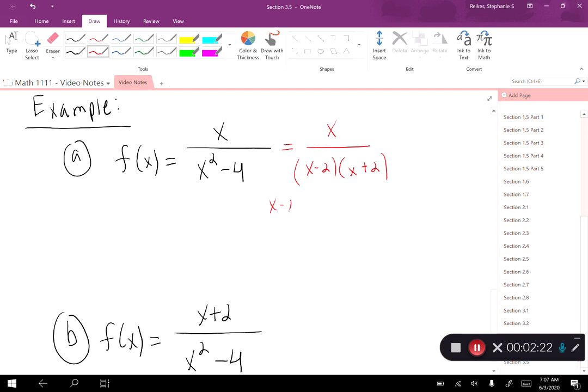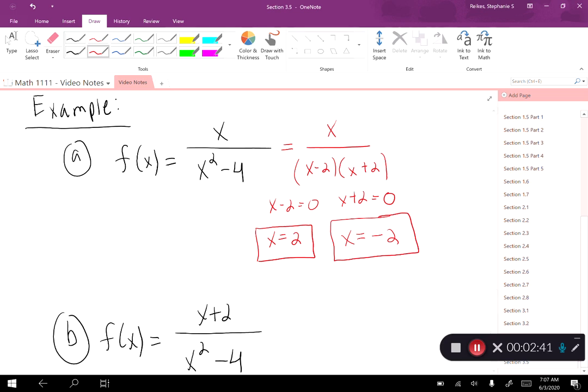So set each expression equal to 0 and solve for x. Adding 2 to the other side, I get x equals positive 2. Subtracting 2 to the other side, I get x equals negative 2. So again, this problem has two VAs. And remember to make sure you write your VA as an equation of a line. It should always say x equals some number. So for part A, x equals 2 and x equals negative 2.